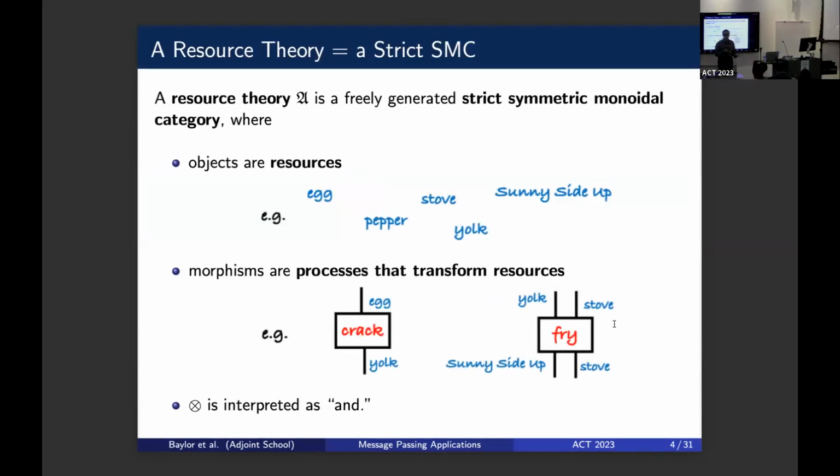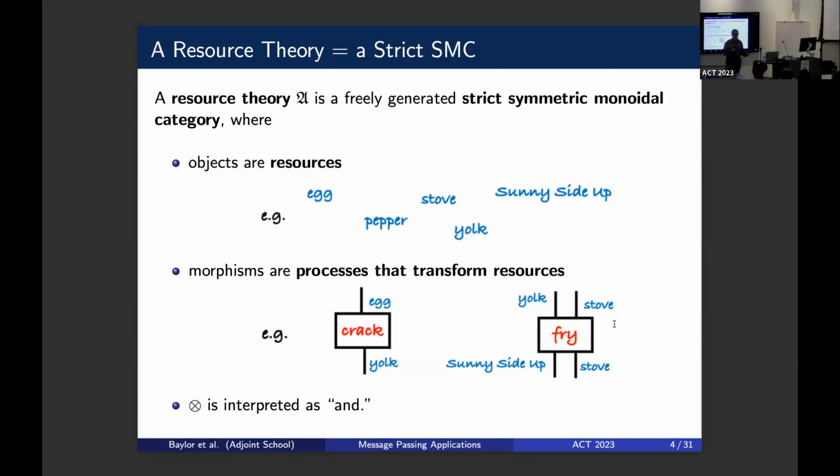So to get started, we need to think, what exactly is the information we want to communicate? What we are actually communicating are resources, and the structure we'll be using is called the resource theory, and that's really just a very fancy name to a very simple categorical structure. It's actually just a freely generated strict symmetric monoidal category where the objects are resources like egg, pepper, or stove. And the morphisms are processes that transform resources.